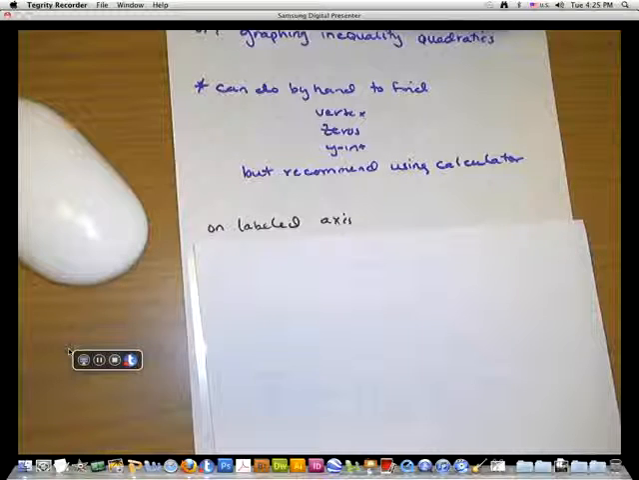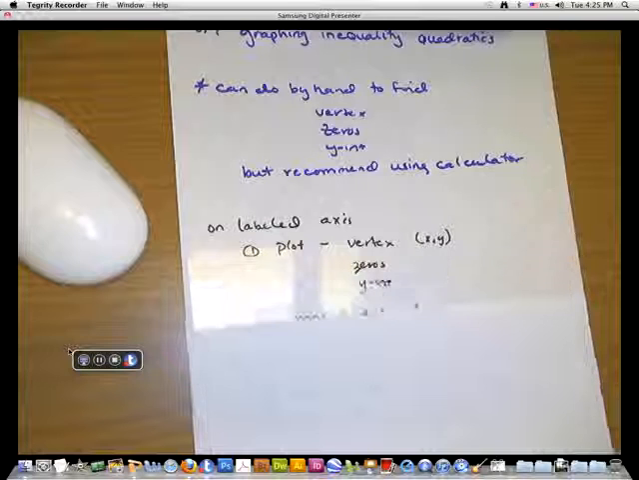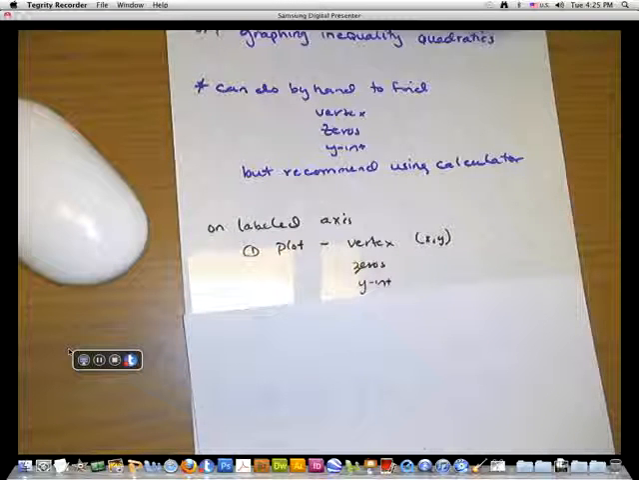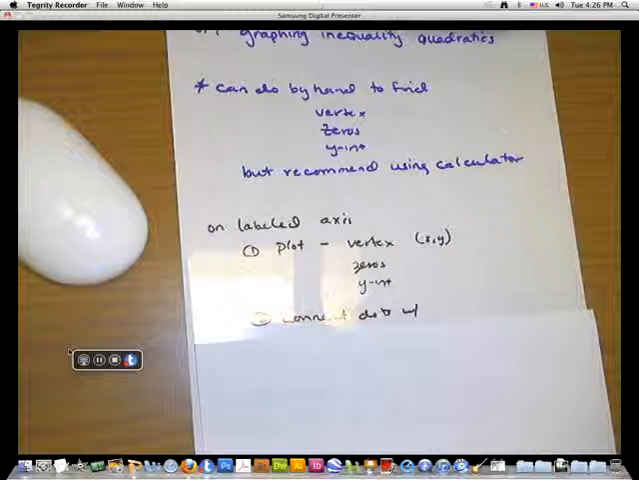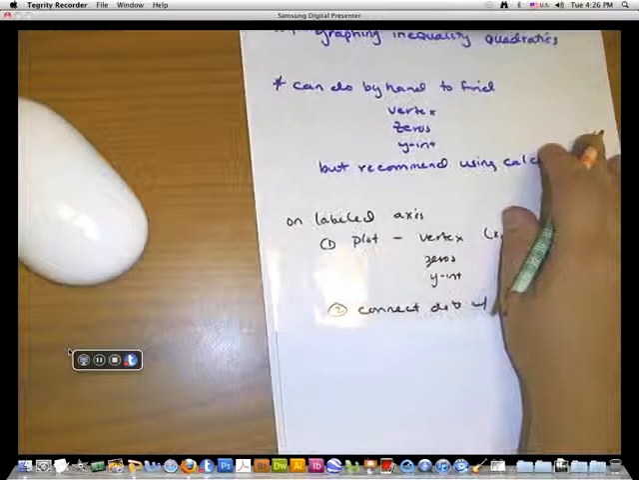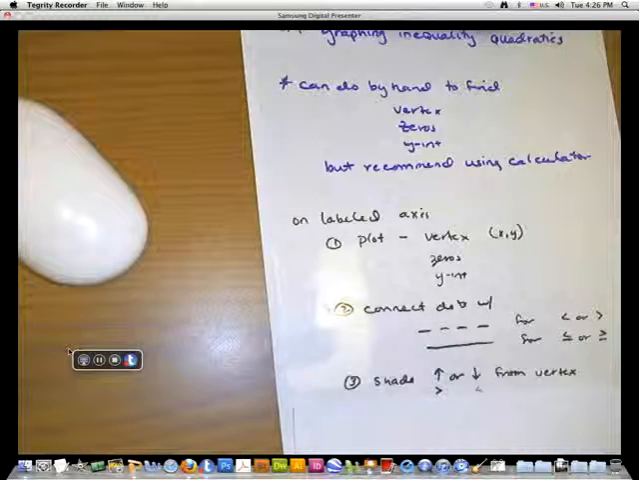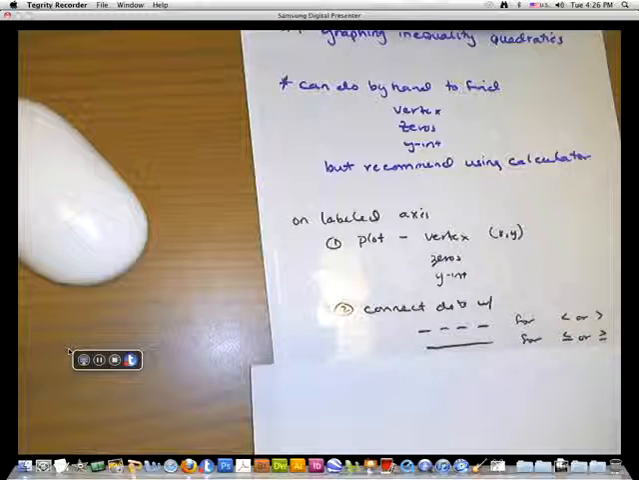When we have our vertex, zeros, and y-intercept, we need to make sure we put it on a labeled axis, as always, with arrows, x, y. Scale is 1. So we plot those critical points, the vertex, the zeros, and the y-intercepts. And then we need to connect those critical points. We always connect our critical points when we're doing inequalities by either an open line or a closed line, dashed or solid, based on the symbol that is given.